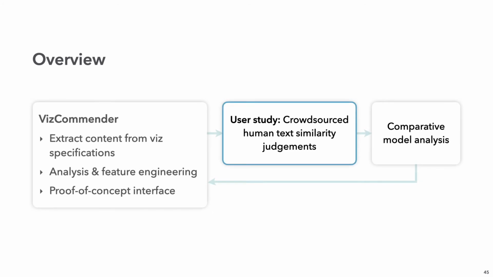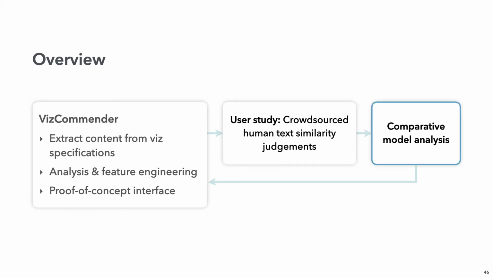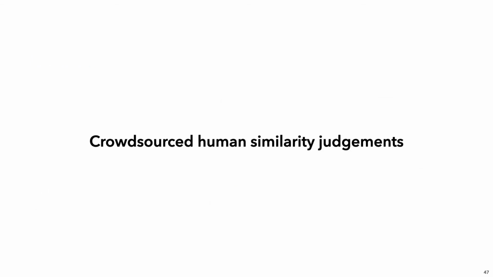In addition to an informal analysis of NLP models, we conducted a crowdsourced study to collect human similarity judgments and compared it with the algorithmic notion of similarity. Of course, many other approaches have been proposed to evaluate recommendation algorithms, such as A/B testing. But our goal was to analyze just the similarity measure as a first step, a comparative model analysis independent of the user interface. So how did we collect these similarity judgments?